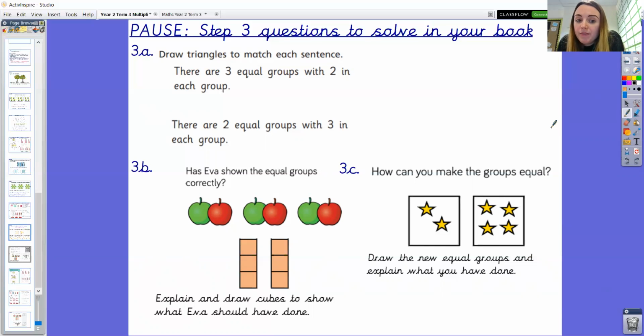For 3B, has Eva shown the equal groups correctly? Explain and draw cubes to show what Eva should have done. Again, you're explaining, but also proving it through drawing. This is similar to 3C, which is asking, how can you make the groups equal? So as you can see, there are 2 groups with some stars in each group. So please, can you draw the new equal groups and explain what you have done? You also may want to explain why the groups shown are unequal.